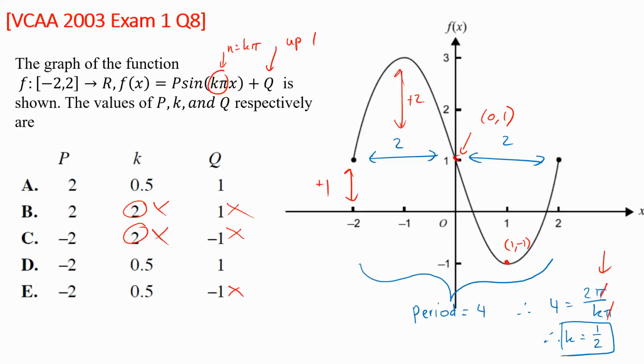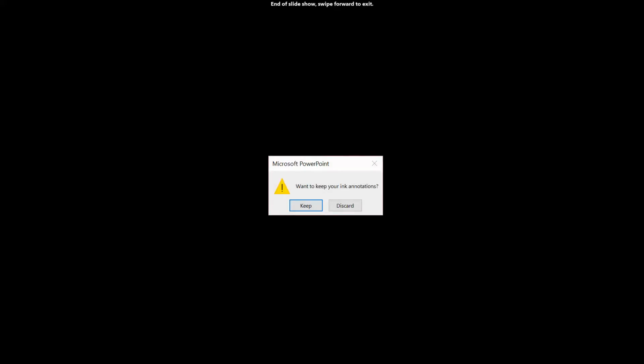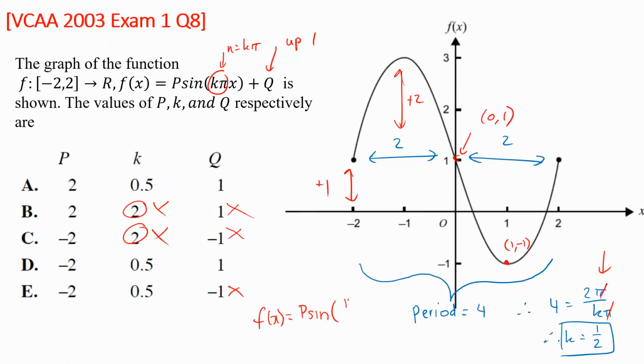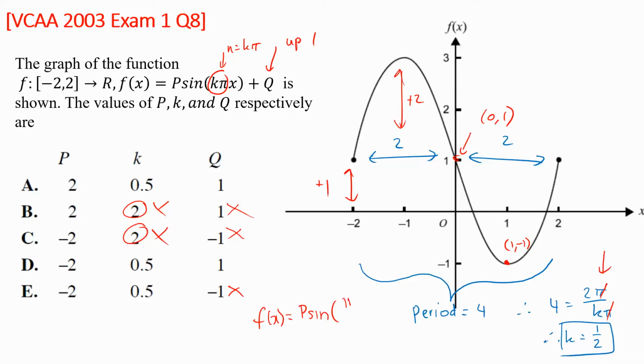So far, this is what I have. I've got f of x equals p times sine of half pi... What happened there? Wait, uh-oh. I thought I lost that there. It's pi on 2 x plus 1. So this is my equation so far. I have pi on 2 x plus 1, and I know this coordinate, 1, -1.